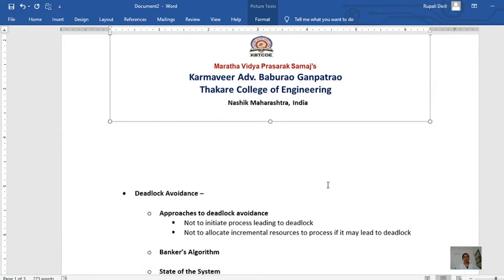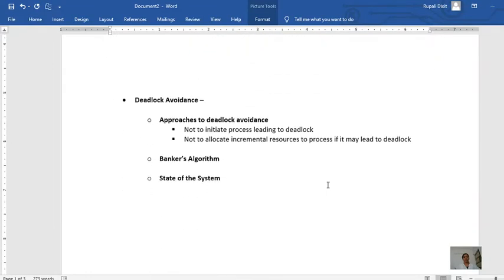In the last video we saw the deadlock prevention, deadlock avoidance, and deadlock detection approaches. So here we'll focus on deadlock avoidance. There are two approaches to avoid deadlock. First is not to initiate the processes leading to deadlock. So the operating system will just not select the processes whose execution will lead to deadlock. Such processes will not be initiated for execution.